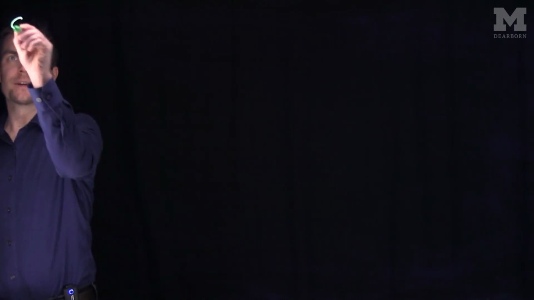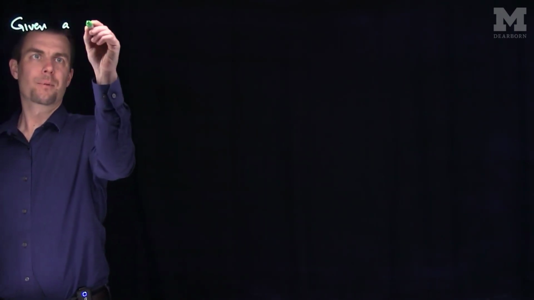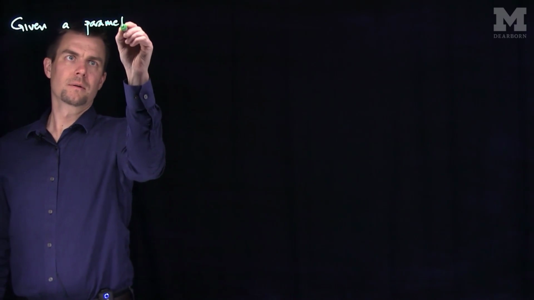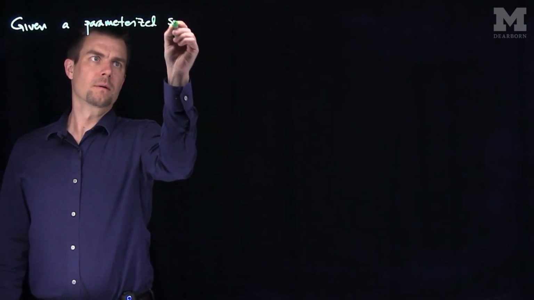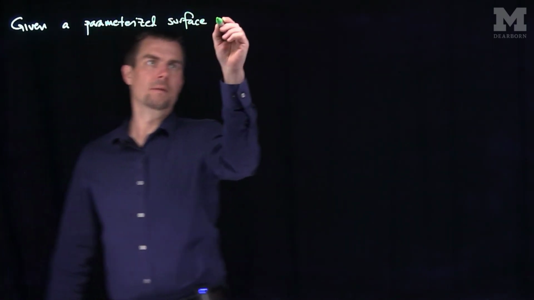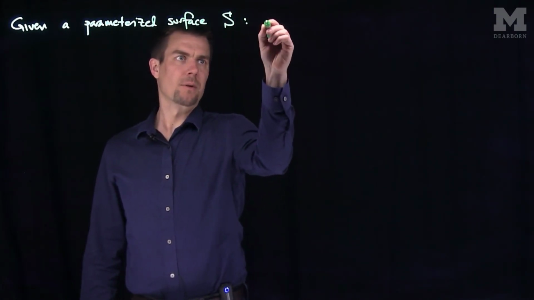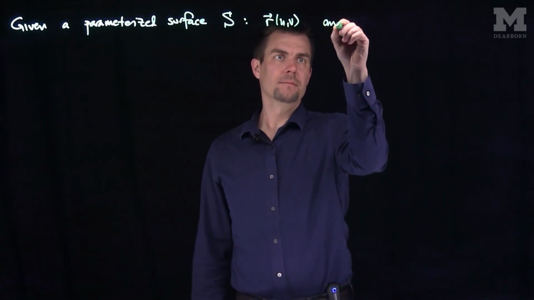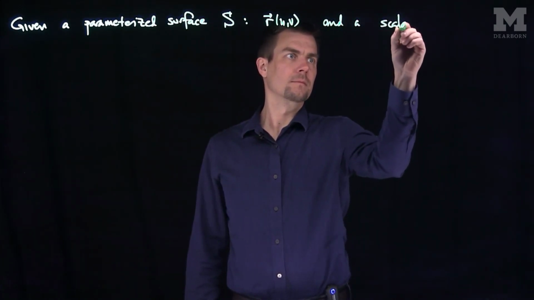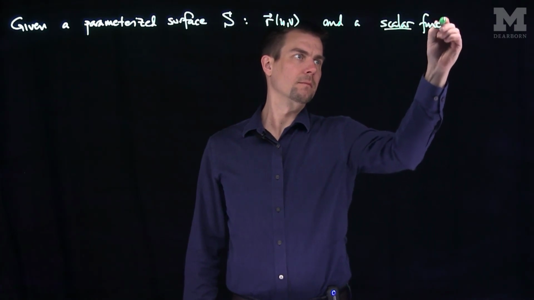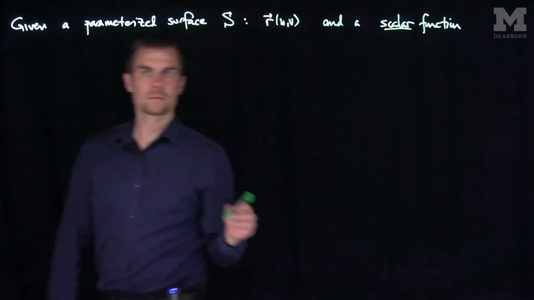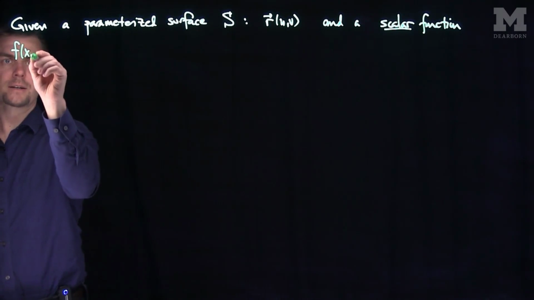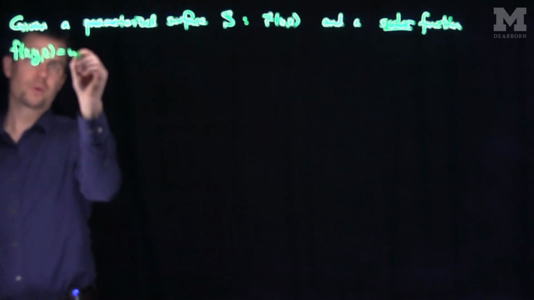Hello students, in this video we'll discuss surface integration. If we're given a parameterized surface S, I'm just going to write down its parameterization. It is R of u and v, and a scalar function f of x, y, and z, which we'll call w.